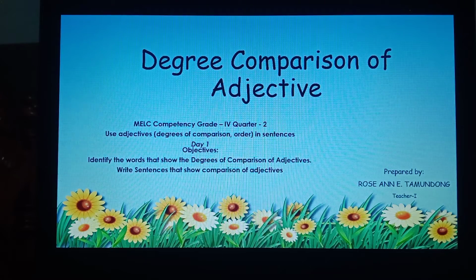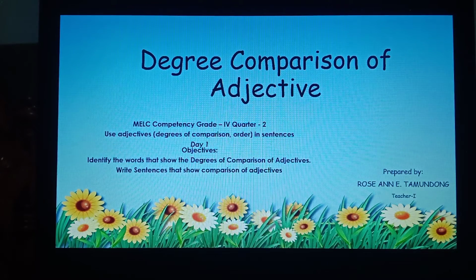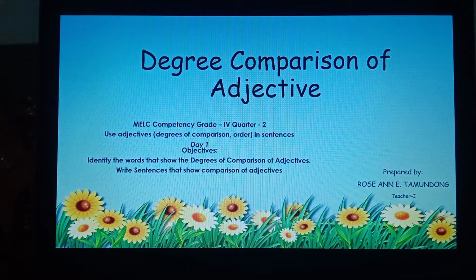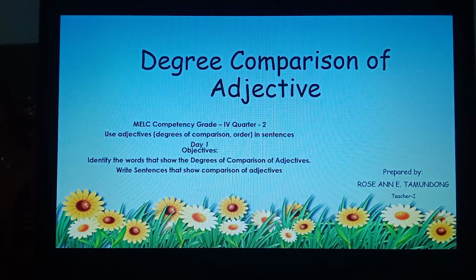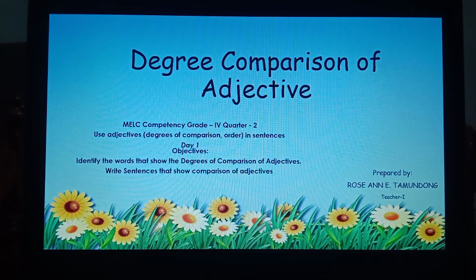Good morning, everyone. I am going to discuss the degrees of comparison of adjectives. The objectives of our lesson are to identify the words that show the degrees of comparison of adjectives and to write sentences that show comparison of adjectives.